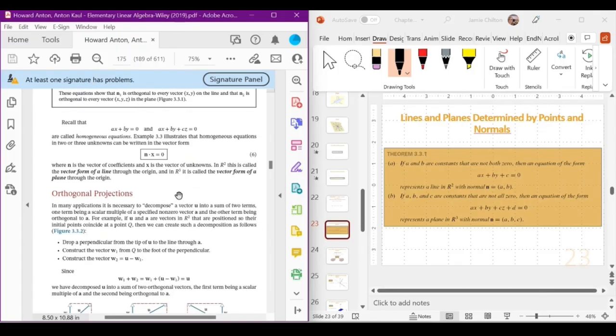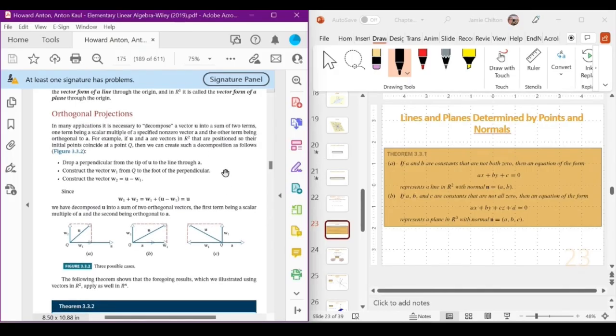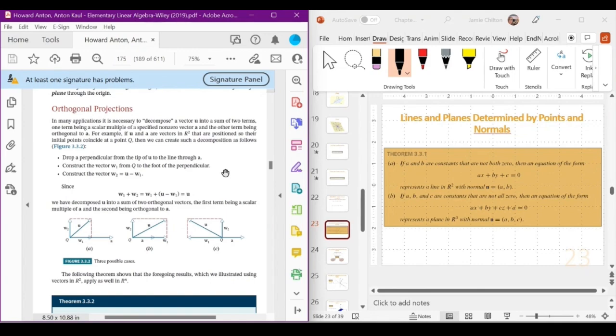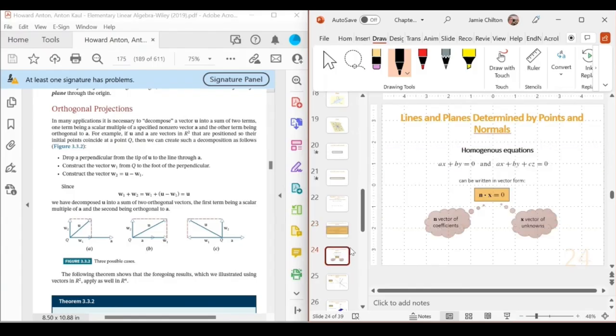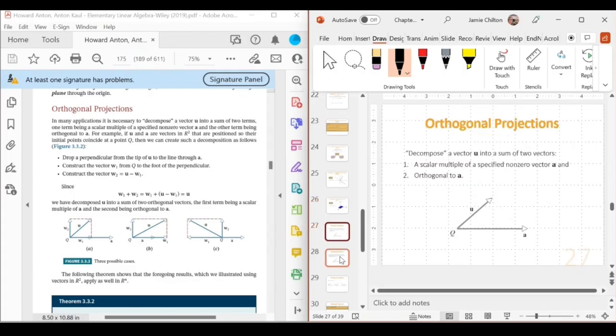So the other thing that we're going to look at really quickly, there are some examples that we're going to skip in this chapter. But one other thing I do want you to know about are orthogonal projections. You may have done this before. I have some extra slides in there for you if you want. If you're doing an orthogonal projection, here's another application you might want to do: decompose a vector u.